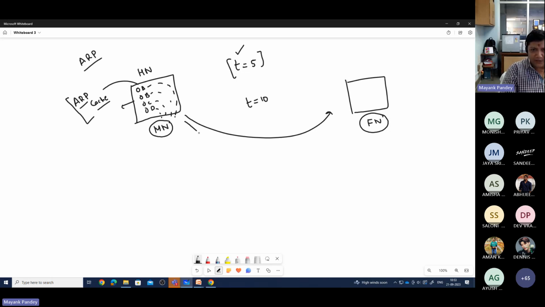Now the mobile node has moved out. What is to be done? When it moves out, the next time they try to communicate, the MAC address won't be reachable. So our work is gone. The home network knows.